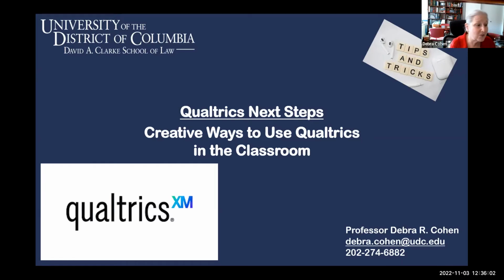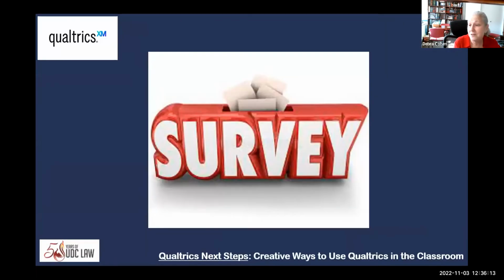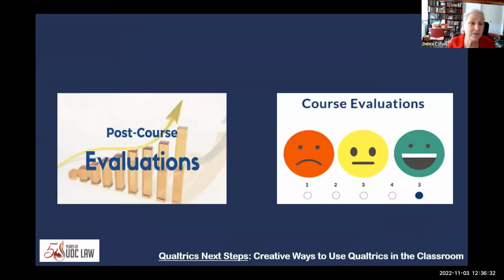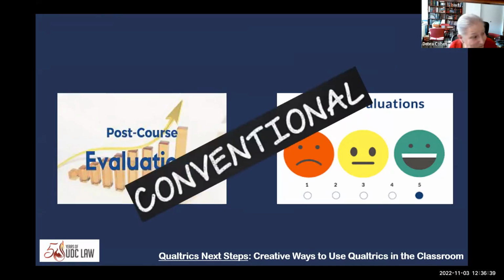Qualtrics has been a really nice way for me to do some fun things in class. Now, there are all the conventional ways to use it, which most of you are familiar with. For example, surveys, right? You've taken numerous. Is there anyone here today who hasn't taken a UDC survey? Conventional, we've all done that. Another pretty conventional way to use it is course evaluations. Most of us have done course evaluations. And again, very useful, very helpful, but conventional.